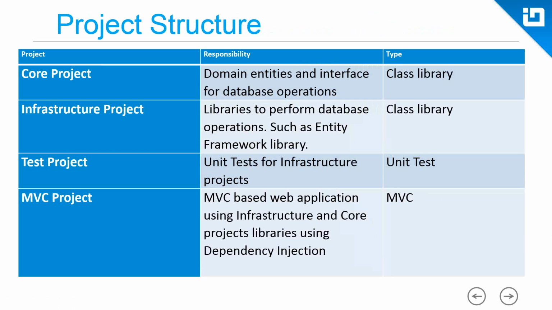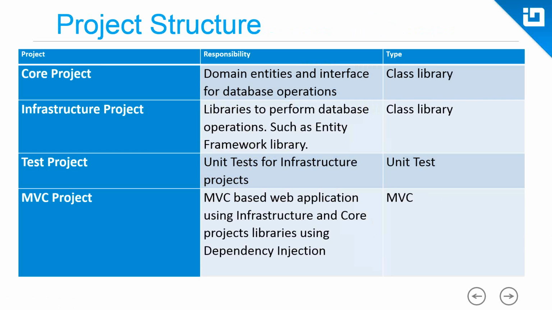Then you have the infrastructure project. In the infrastructure project, we perform all the external operations. For example, all the database related operations, all consumption of web services or IO operations will be part of the infrastructure project. Then you create a test project because you want to test whether you have implemented all the functionality correctly or not. And once all the tests for your infrastructure project have passed, you use the core project and infrastructure project inside your web project, inside your MVC project. This is how you structure your repository pattern.